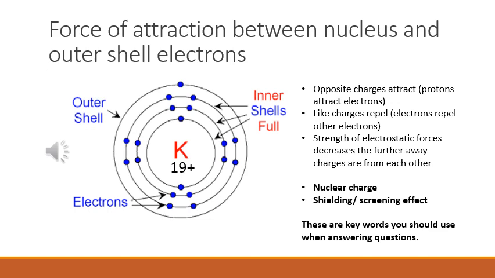And the final thing that's worth bearing in mind is that the strength of electrostatic forces decreases the further away charges are from each other. What this effectively means is that because the inner electrons spend more of their time closer to the nucleus, they will experience a stronger attraction to the nucleus than the outer shell electrons. Because the outer shell electrons spend most of their time further away from the nucleus, this decreases the attraction that they experience to the nucleus.